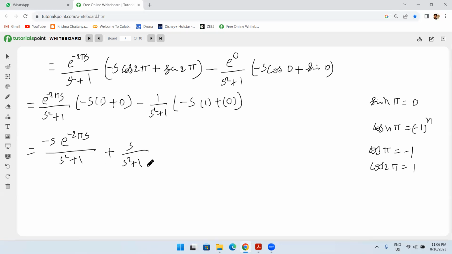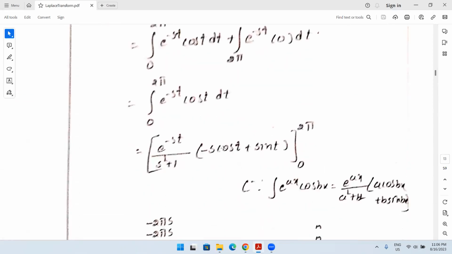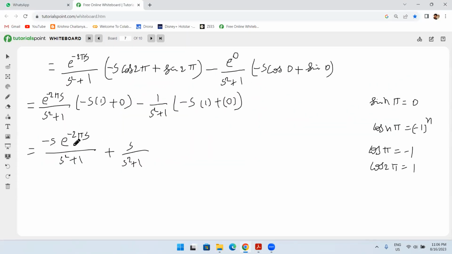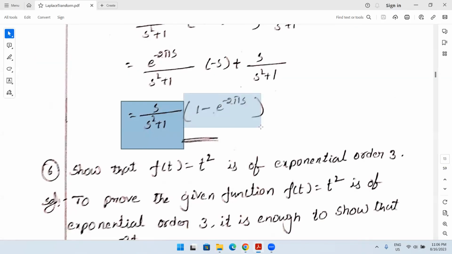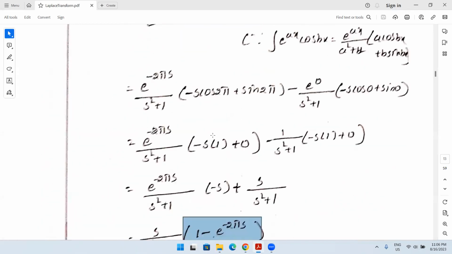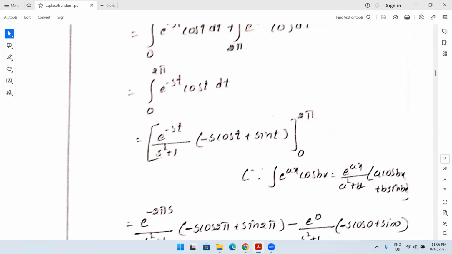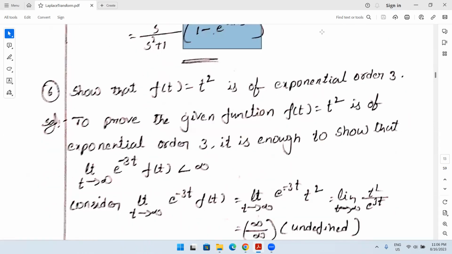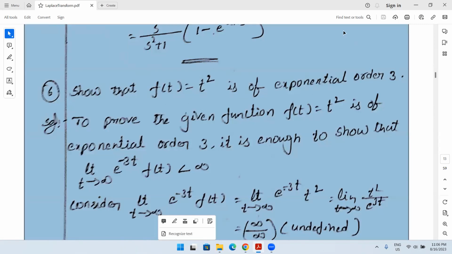We can take s by s square plus 1 common. Here we may get a solution like this: s by s square plus 1 common, and 1 minus e power minus 2 pi s. That will be the solution. So in this part, we have seen some basic problems. In the next part, we shall see the remaining basic problems, that is, the problems related to the basic formulae. Okay.